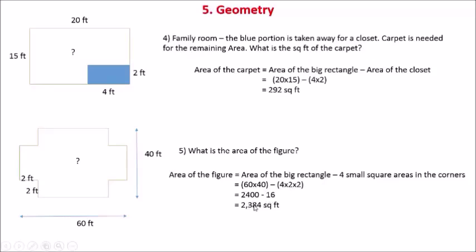So they take the difference, and that is 2,384 square feet. So that's the area of this figure, okay? So you always need to think, if they have given you a figure which is not a standard kind of shape, there must be some kind of trick. So you need to figure out the whole rectangle, and then the corners are squares.